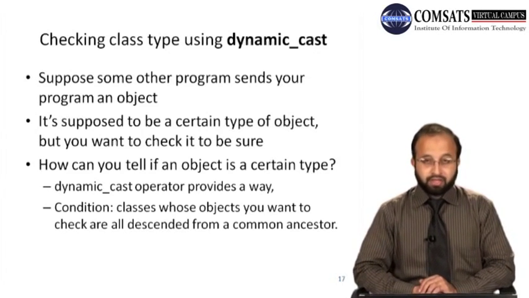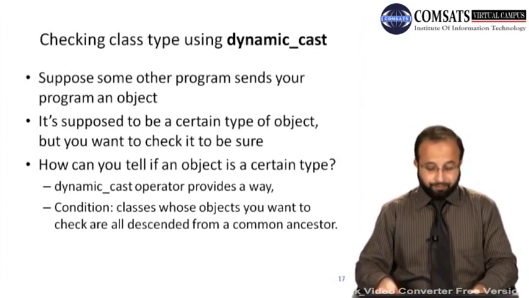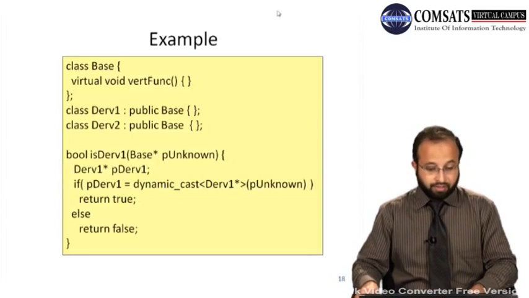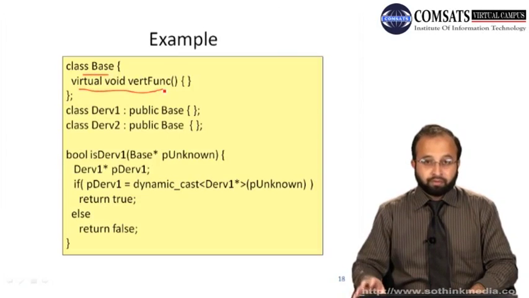So in this case, we can check whether the object that the base class pointer is pointing to is of drive class 1, drive class 2, or drive class 3, and so on. Example program. We have a base class that contains a virtual function, and that virtual function is there for the polymorphic behavior of that class, right?